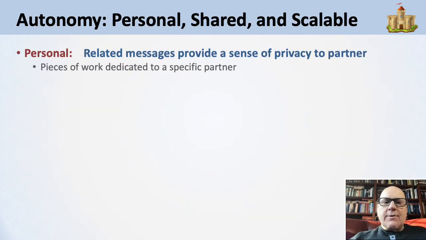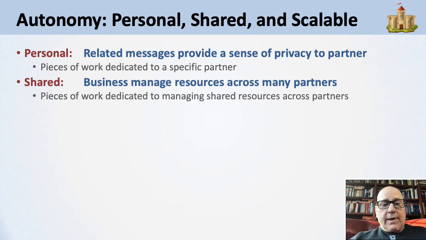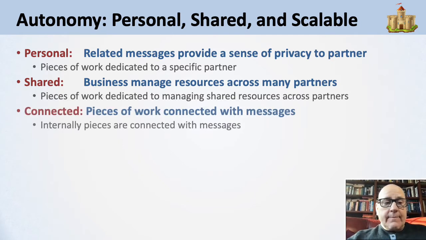Autonomy is personal, shared, and scalable. Again, personal because related messages provide a sense of privacy to the partner. The pieces of work are dedicated to a specific partner. It's shared, though, because the business has resources, and those resources are being allocated and shared across many partners. And so you have pieces of work that are dedicated to managing those resources, and then how do you share them? It's connected, though, because pieces of work are connected with messages.